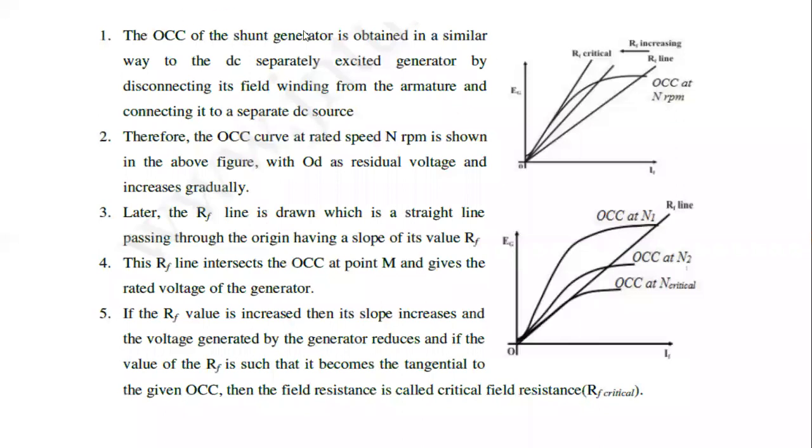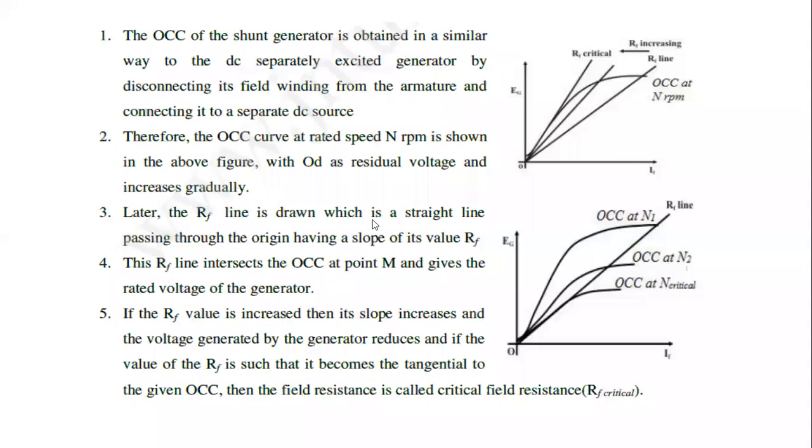The OCC of the shunt generator is obtained in a similar way to the DC separately excited generator, by disconnecting this field winding from the armature. Therefore, the OCC curve at rated speed N RPM is shown in the figure with OD as the residual voltage. O to D point. This is the D point, with OD as the residual voltage.